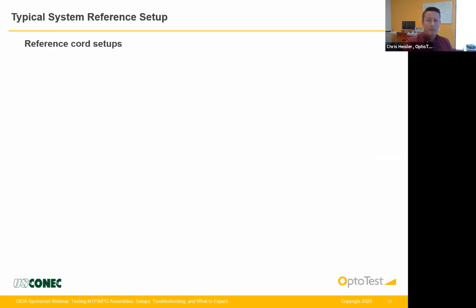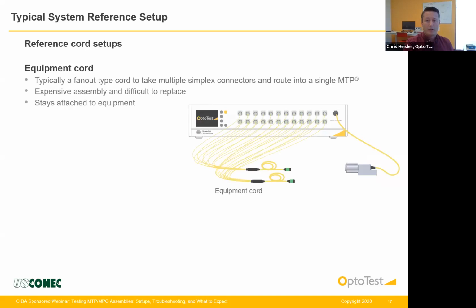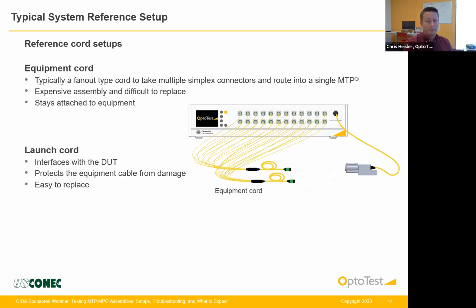When setting up an MPO cable production station, careful attention to the reference cord setup should be taken. An equipment cord connects directly to the instrument and is intended to not be replaced often. It is typically a fan-out cord that combines simplex connectors into a single MPO connector. These cables are relatively expensive and as such should be treated with care.